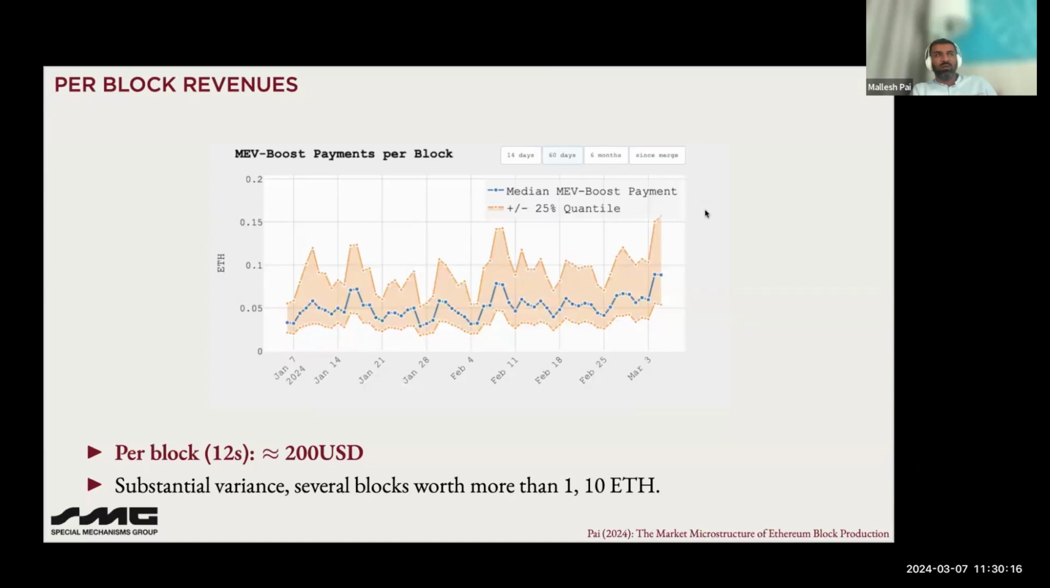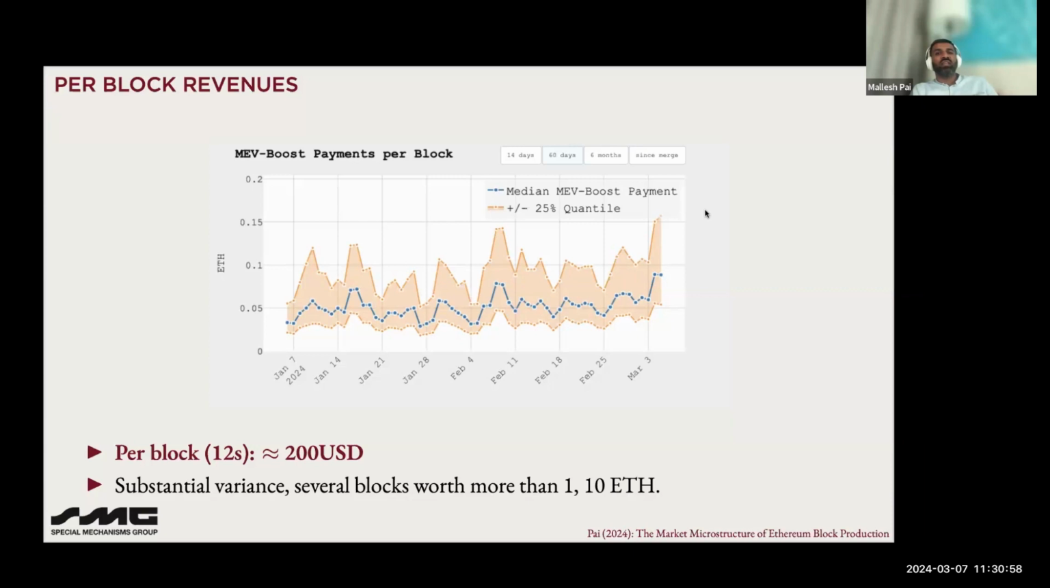Depending on how you feel about 1.4 billion, it's a fairly stable amount also per block. The per block median is normally fairly stable around 0.05 ETH. There is a fair bit of variance around that. Like I showed you, that particular block had 25 ETH as the winning bid. There are several blocks in any given data set that are worth more than one ETH, which is like $3,500, or 10 ETH, which is $35,000. So there is a lot of variation in how much these blocks are worth.